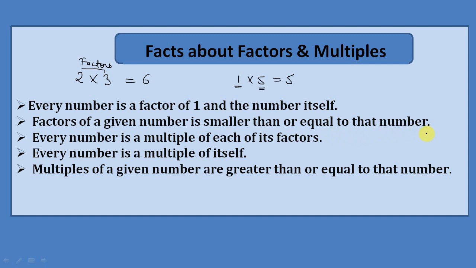Now let's see the third one. Every number is a multiple of each of its factor. हर एक multiple उसके factors को multiply करने पे आ जाता है. अगर हम बोले जो multiple है 6 के factors 2 और 3, तो 2 और 3 को into करोगे तभी तो 6 आएगा. Every number is a multiple of itself. हर नंबर खुद का जरूर मल्टीपल होता है, क्योंकि हम लिख सकते हैं ना 1 into 6 is also 6, right? Now multiples of a given number are greater than or equal to that number.